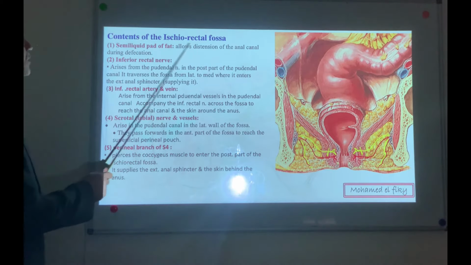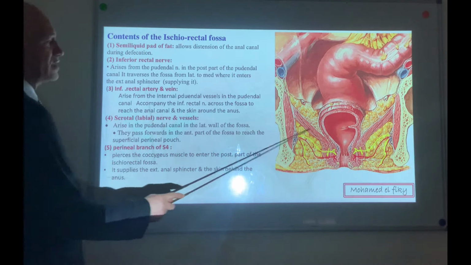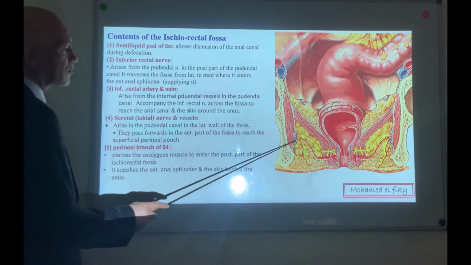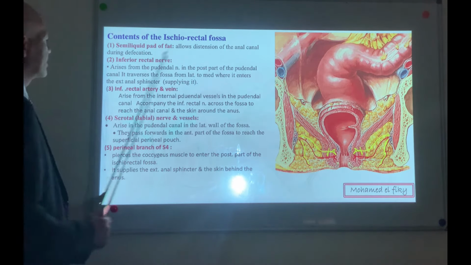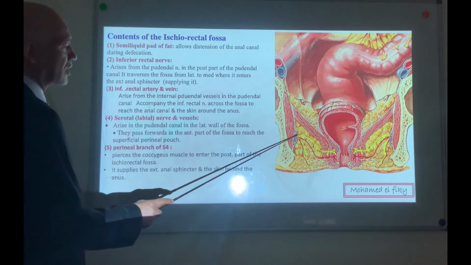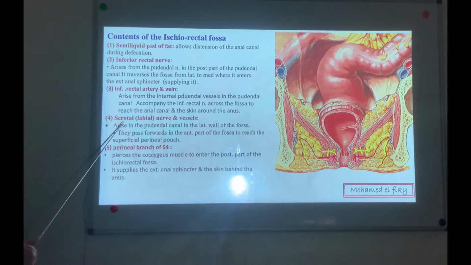What are the contents of the ischio-rectal fossa? Semi-liquid fat, the inferior rectal nerve from the pudendal nerve, the inferior rectal artery and vein from the internal pudendal artery and vein, scrotal in male, labial in female nerve and vessels, and the perineal branch of S4 is also present as a content of the ischio-rectal fossa.